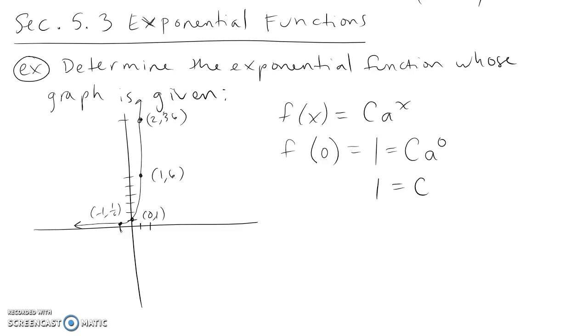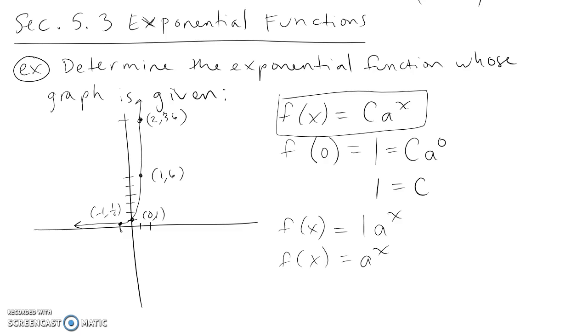Okay. Now, to write the function for this graph, we need c, which we just found is 1. We need a, right? And x is our variable. So how can we find a? Well, we now know that our function is equal to 1 times a to the x, or just a to the x. So now we just need to find a.